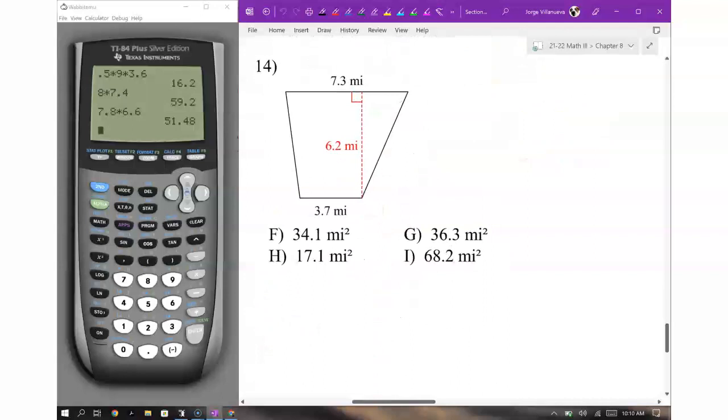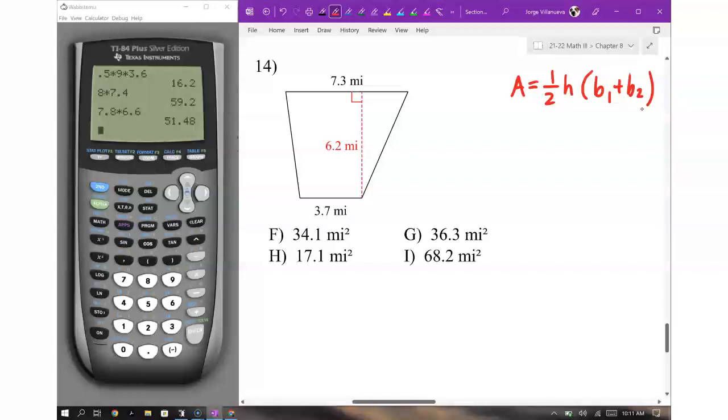So this is a trapezoid. This formula is a little different. Area is 1/2 the height times the sum of the bases. Okay? So you got to add up the bases first and then multiply them times the height and then divide by 2. Or multiply times half. It's up to you. Same thing.